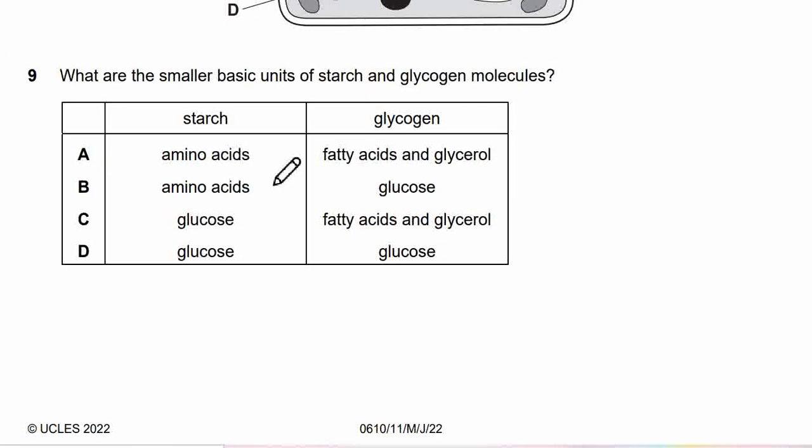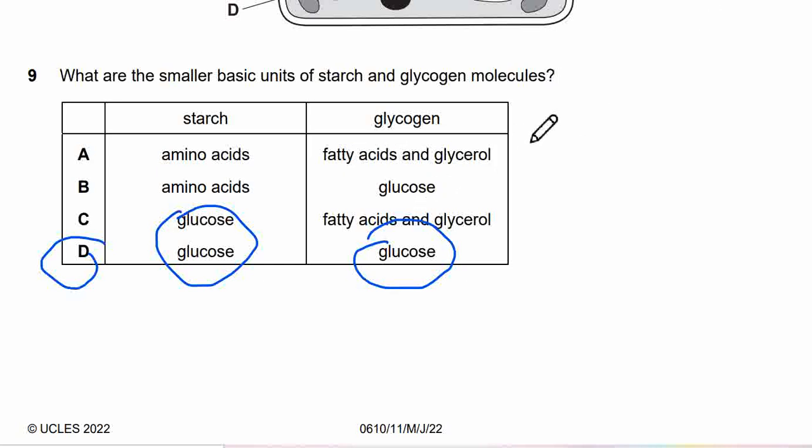Question 9. What are the smaller basic units of starch and glycogen molecules? So between starch and glycogen, starch will be glucose. Glycogen will also be glucose. So it's glucose and glucose. So the answer for this is D. Amino acid is the basic unit for protein. Fatty acid and glycerol are the building units for fat. Glycogen is a stored form of glucose that is mainly stored in the liver and muscles. So the answer is D for question 9.